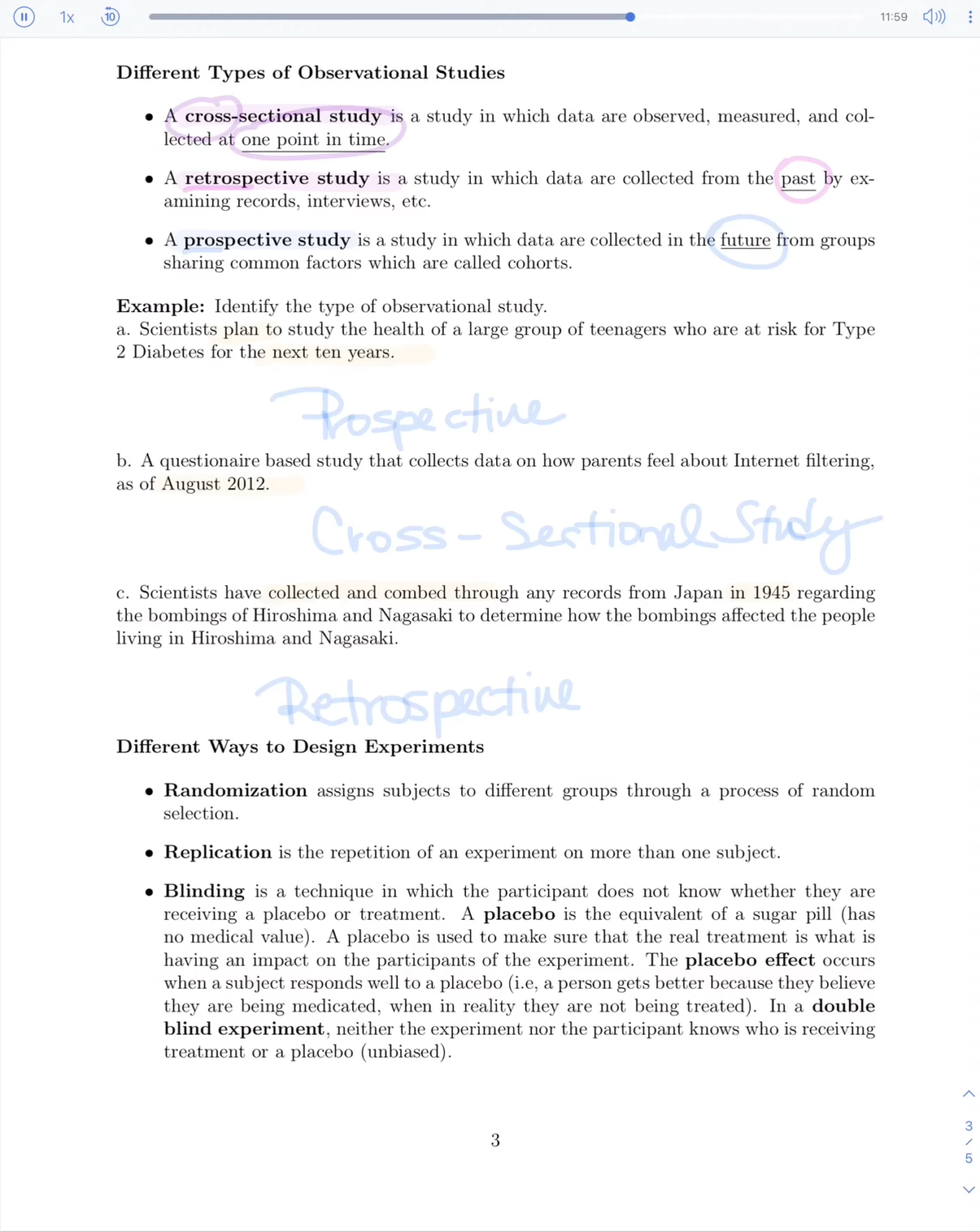Also, let's take a look at this. There are different types of observational studies. So let's take a look at the different terms that we have for those. I'm going to actually go over the one in the middle first, a retrospective study.